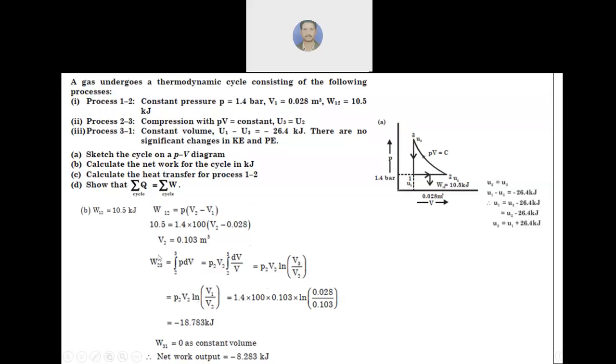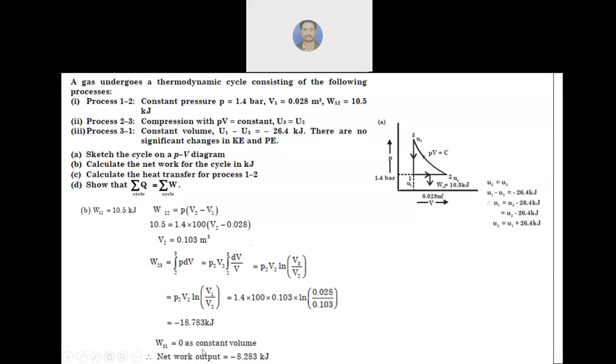You know work done for process 1-2. Now you have to find work done for process 3-1. 3-1 is a constant volume process. What is the work done in the case of a constant volume process? Volume is constant, so delta V will be 0. Work done is 0. So W31 is 0.